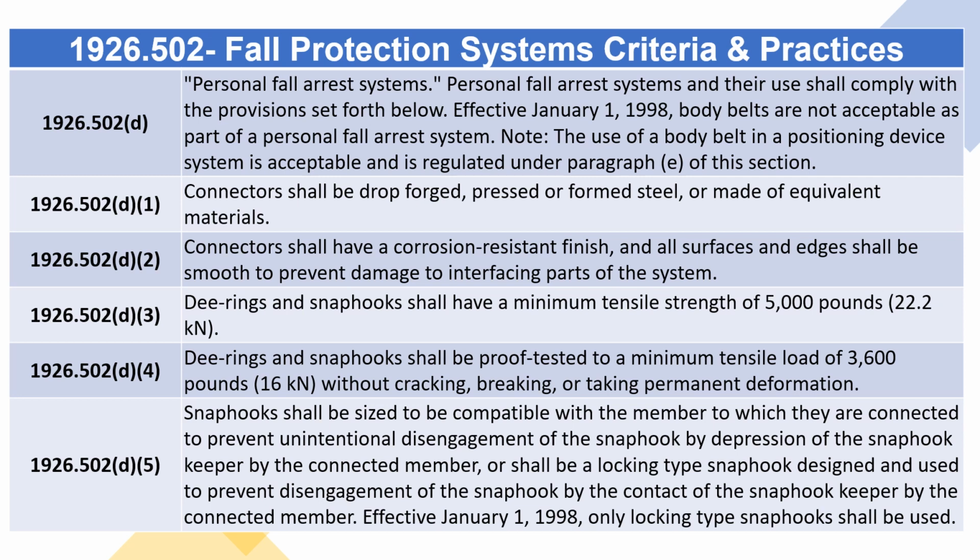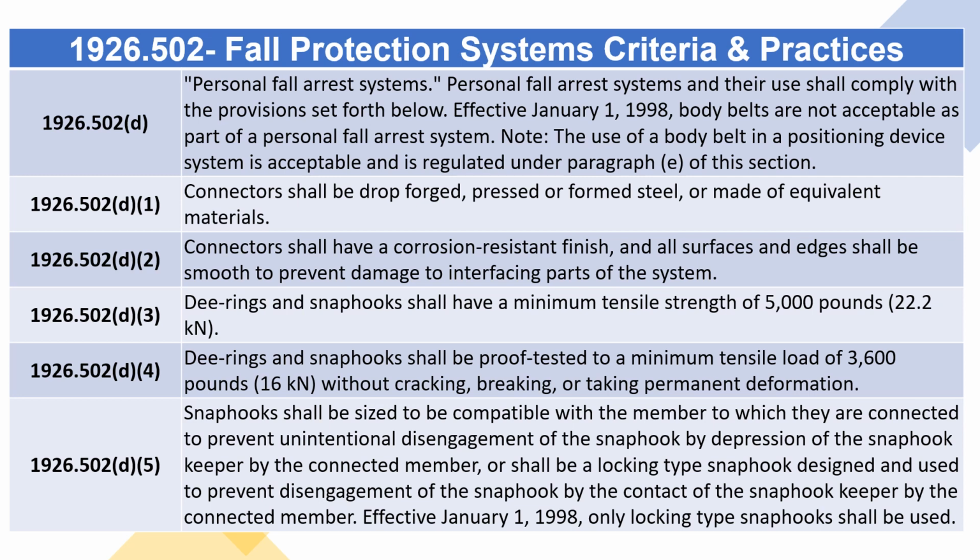1926.502 D3. D-rings and snap hooks shall have a minimum tensile strength of 5,000 pounds (22.2 kN). 1926.502 D4. D-rings and snap hooks shall be proof tested to a minimum tensile load of 3,600 pounds (16 kN) without cracking, breaking, or taking permanent deformation.